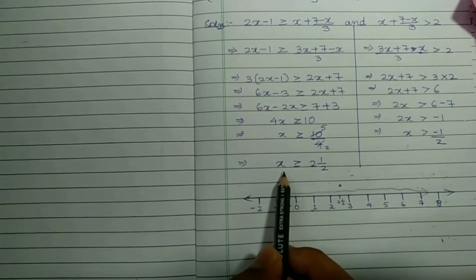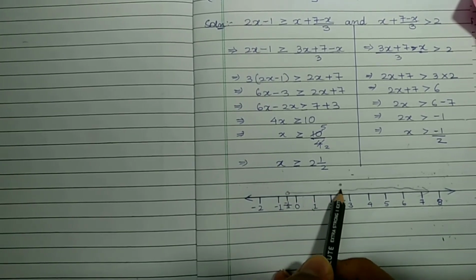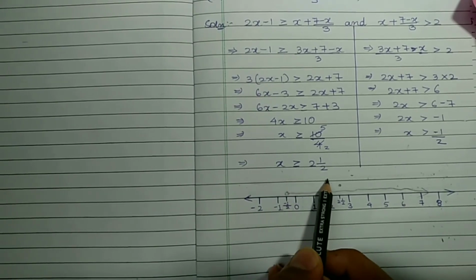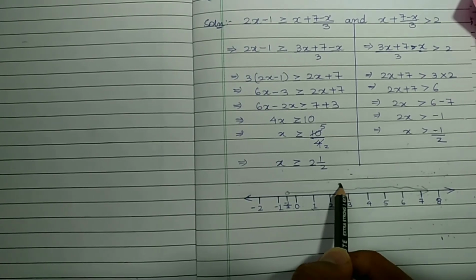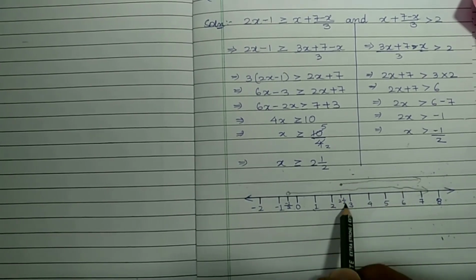You may feel that x is less than 2 1 by 2, then the line will come from here and end till here. But it is not like that. X is greater than or equal to 2 1 by 2. So for this part also, the number line is ahead. So we will draw it like this, ahead of 2 1 by 2.